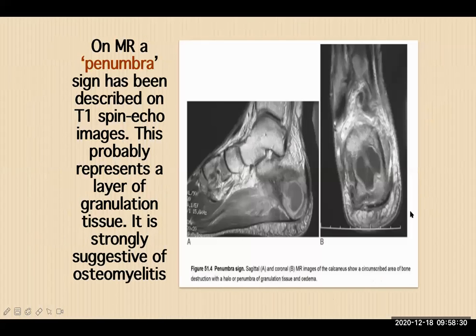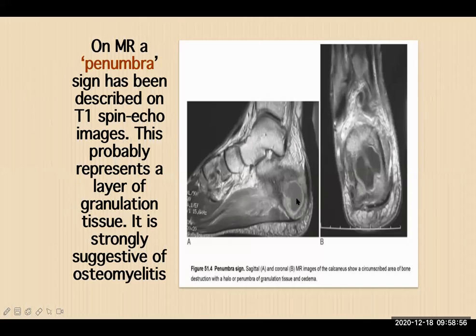Now, see that there is one important MCQ question which may be asked to you in your future orthopedic exams. If we do MRI in case of subacute osteomyelitis, then there is a penumbra sign which may be seen. This is known as penumbra sign. This is usually seen in T1 weighted spin echo image. So now see this. This is called penumbra sign.